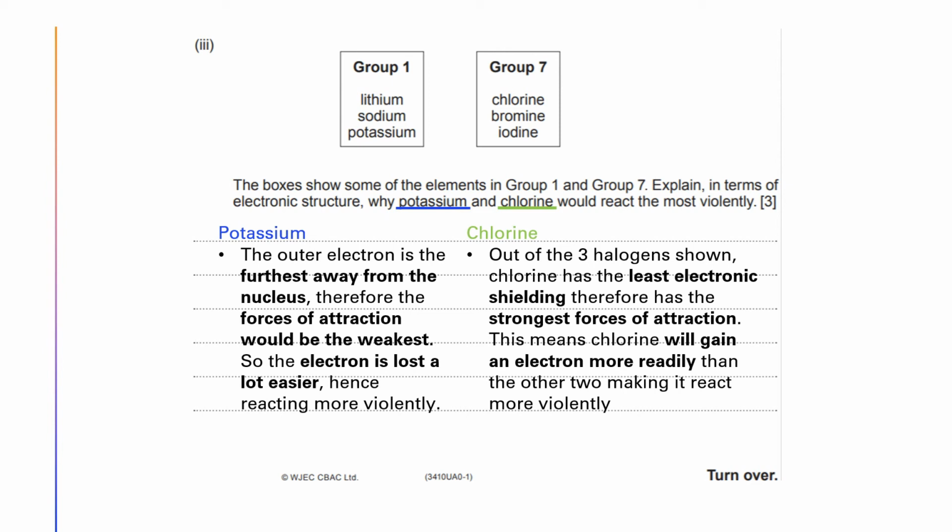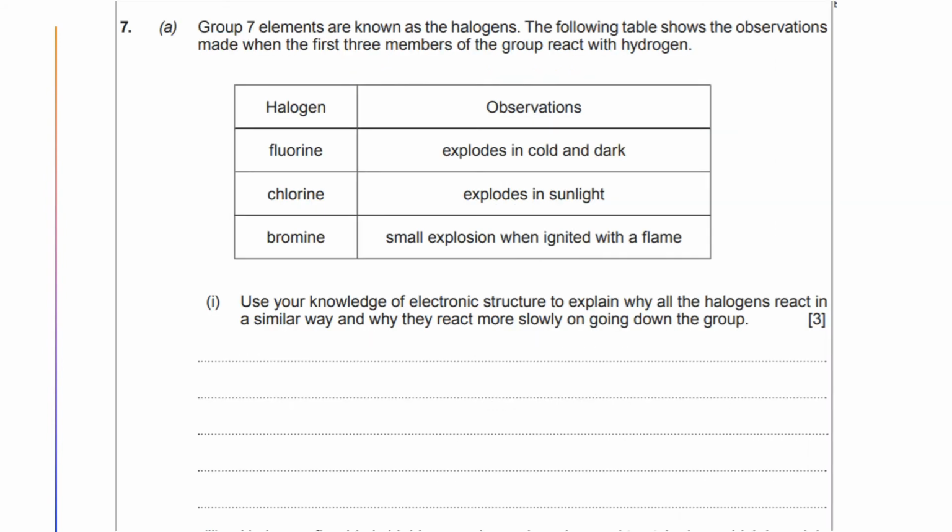So the next question is showing 3 different halogens reacting with hydrogen and how they differ. The question is, using your knowledge of electronic structure, explain why all the halogens react in a similar way and why they react more slowly on going down the group. So this question basically has 2 parts. Why they react in a similar way and why they react more slowly. You want to start with the similar way because it's the first one they've written in the question.